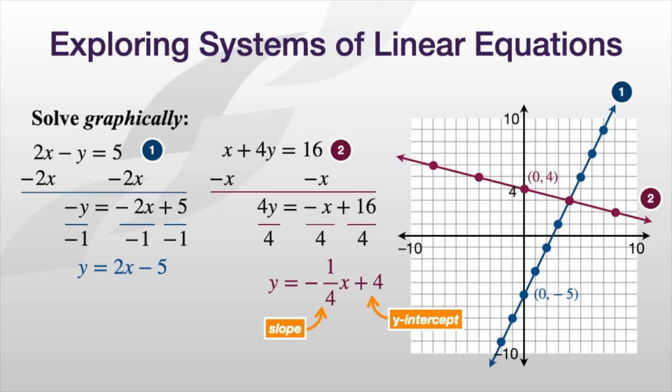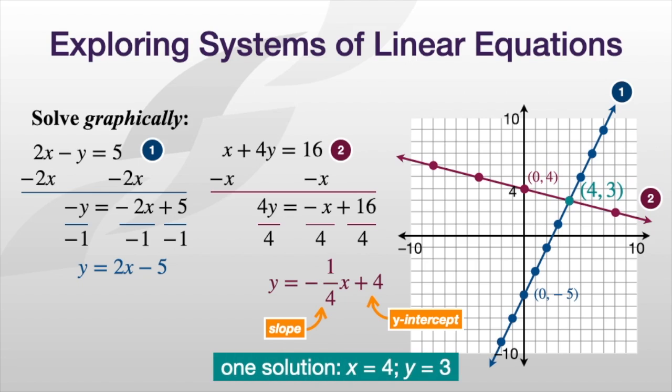Notice that the two lines intersect at the point (4, 3). This point satisfies both equations 1 and 2. The solution to this system of equations is x equals 4 and y equals 3. Do all systems have one solution? We'll explore this question next. To help us make some generalizations and to speed things up, I'll keep the first equation the same and vary the second in each of the following two systems.